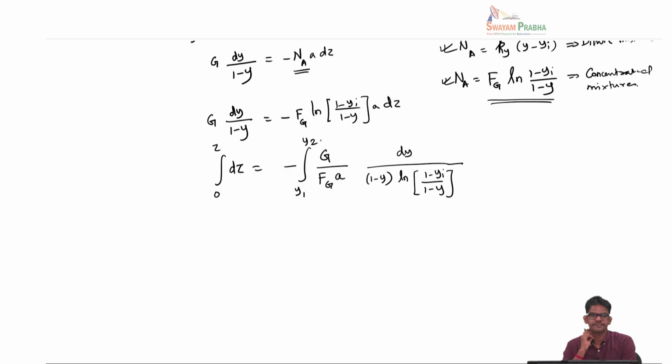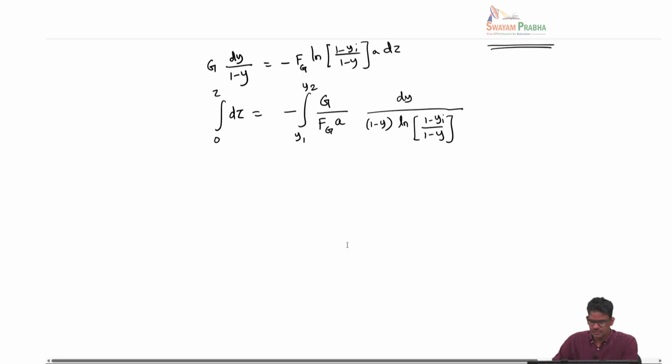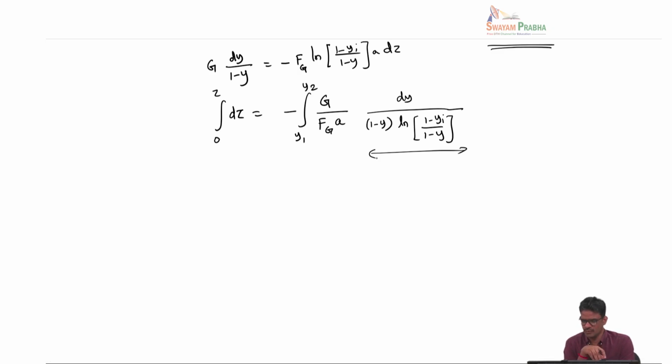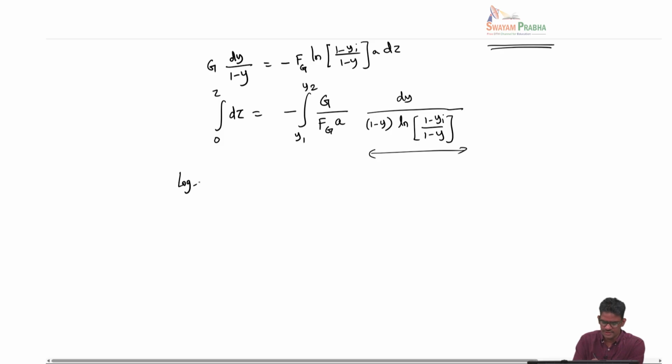Is it right? So then, as you can see, we are dealing with a very clumsy set of terms here. Okay, there's 1 minus y and there's a logarithmic 1 minus yi by 1 minus y, etc. So, just to write this expression simply or in brief terms, we can refer to what we know as the log mean difference. Okay, log mean concentration difference.